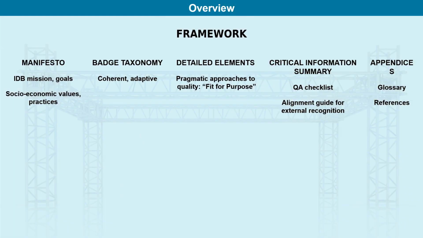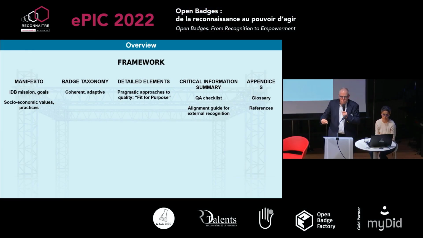So the framework itself, across the top here, this would be a rough overview of the table of contents. There's a manifesto, they love that word, inside the IDB, stating what the principles are, why are we doing this? And then there's this badge taxonomy, which is part of the ongoing tool set going forward. The detailed elements of it, we don't have time to get into the weeds about, but we can show you if you're interested. And it's going to be published? Yes. When? It all depends on you, Don.